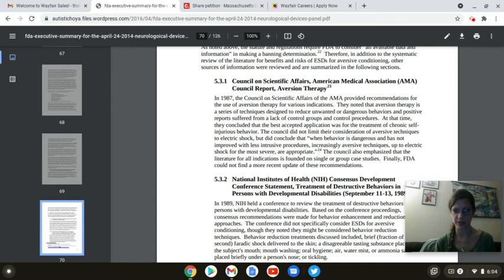The Council did not limit their consideration of aversive techniques to electric shock, but did conclude that when behavior is dangerous and has not improved with less intrusive procedures, increasingly aversive techniques, up to electric shock for the most severe, are appropriate. God, what kind of monsters are these people? The Council also emphasized that the literature for all indications is found on single or group case studies. Finally, FDA could not find a more recent update of these recommendations. Well, that's sick.